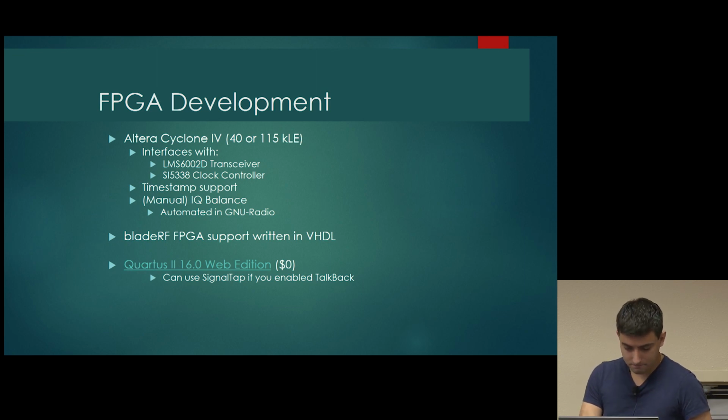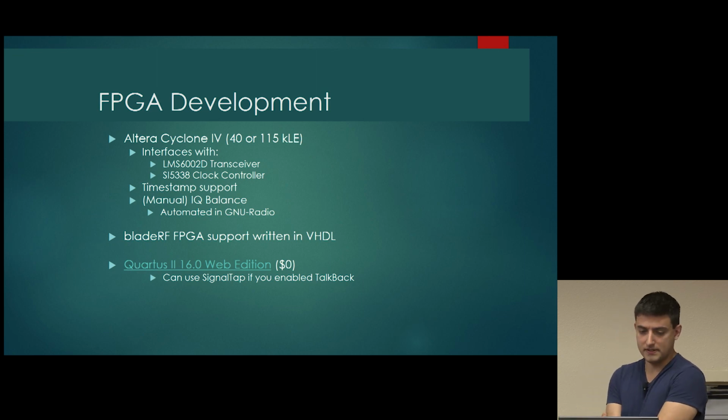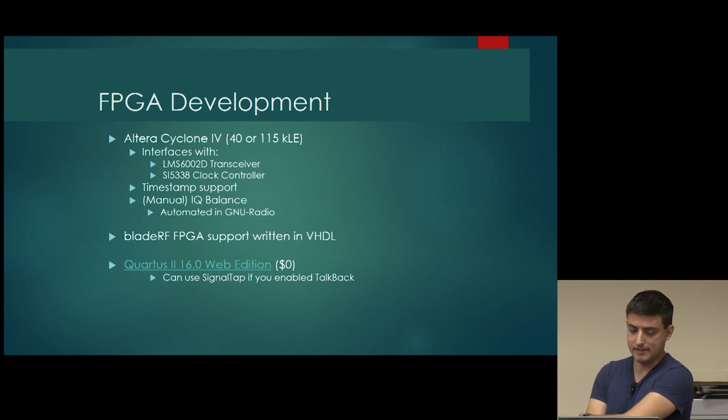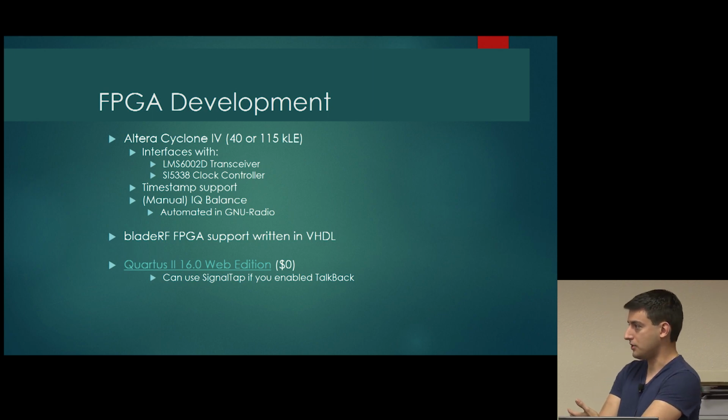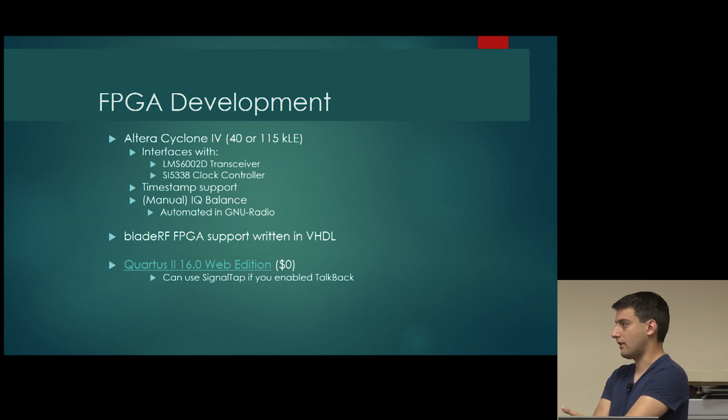So there's a bit of FPGA development to this to get it to work, as I said. The interfaces that have to be implemented for the AGC core are some way of getting the IQ samples, so in this case, from the LMS6002, and also a way of being able to communicate with the front-end transceiver to adjust the gain settings.